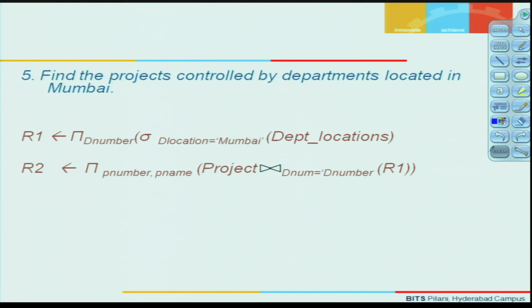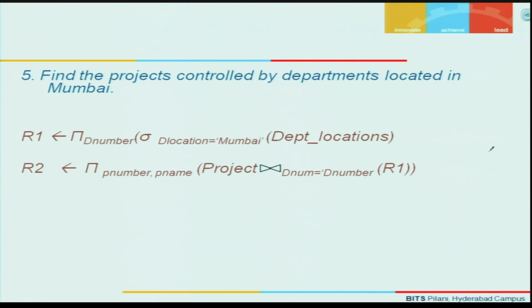That means, in the project table I have the department number Dnum, which is a foreign key pointing to the controlling department. But first I need to figure out the department numbers which are located in Mumbai. So I go to the department locations table and then select those tuples where Dlocation is equal to Mumbai, and then project on Dnumber.